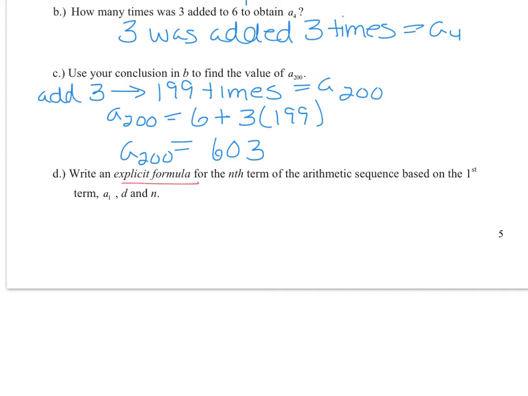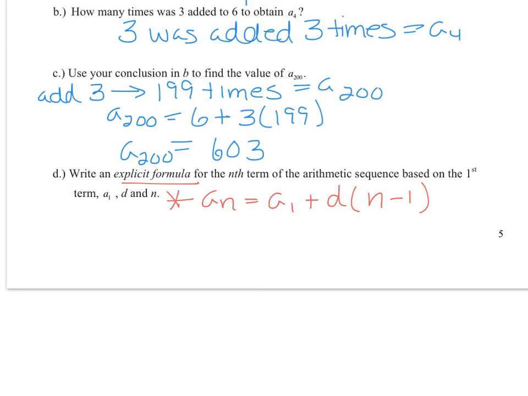So let's write down the actual pattern. It's a sub n equals a sub 1 plus d times n minus 1. Now remember, where did I get this from? I got this from the top of your page, where they actually gave us formulas to use. This is the most common formula used for explicit. A sub n equals a sub 1 plus d times n minus 1.